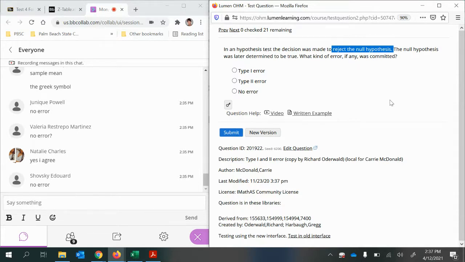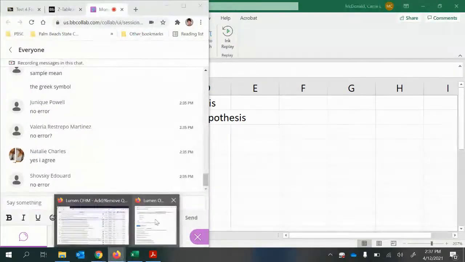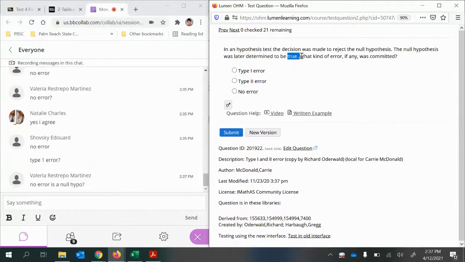So we've gone through 3 examples so far, and I gave you the definitions. A type 1 error is to reject a true null hypothesis. A type 2 error is to fail to reject a false null hypothesis. Okay, you want to see the wording again? We rejected the null hypothesis, and it turned out to be a true null hypothesis that we had rejected. Yes, it is a type 1 error. Type 1 error. Okay? This was a true null hypothesis, so it should not have been rejected.